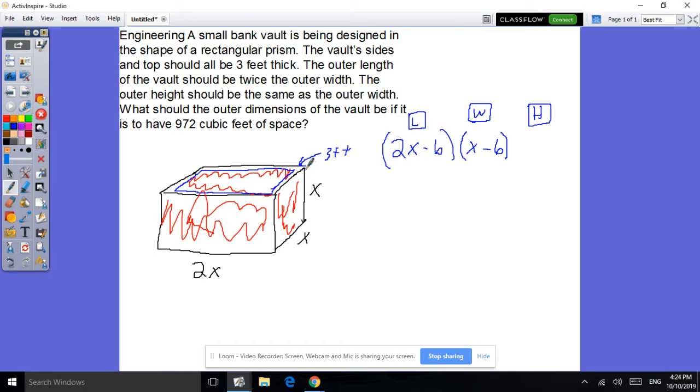So the top has a thickness of 3. So the height is going to be x minus 3. And those are your dimensions. So that's your length, width, and height.